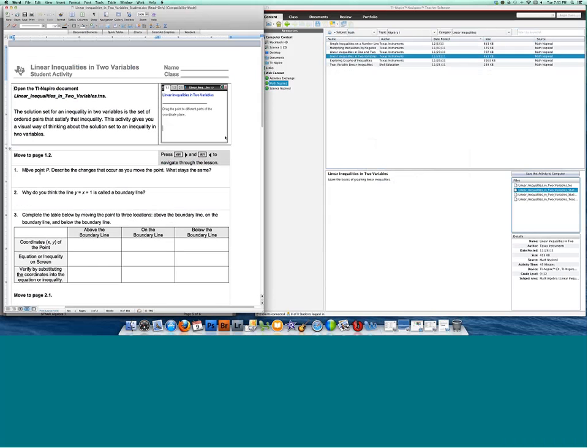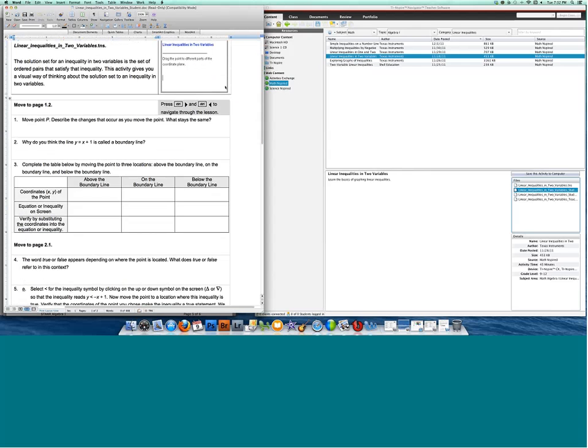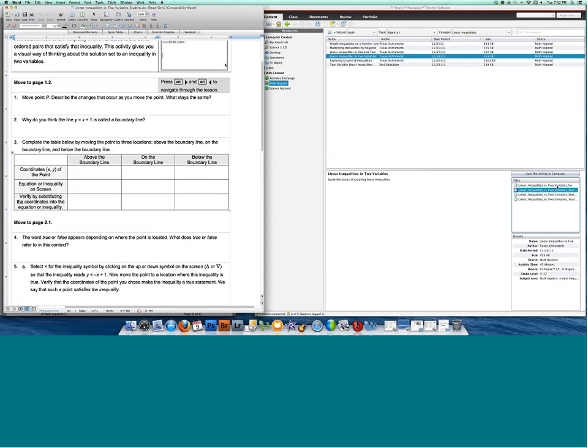If you'll notice here, they start off by moving a point P and then describing the change that occurs. What they're being asked to do here is observe. We take this point P, we drag it, we move it around. What is it that's changing? What stays the same? And then a follow-up question: why do you think the line y equals x plus 1 is called the boundary line? And then from there they go into this table and they complete the table. So let's take a look at the actual TNS file for this activity.